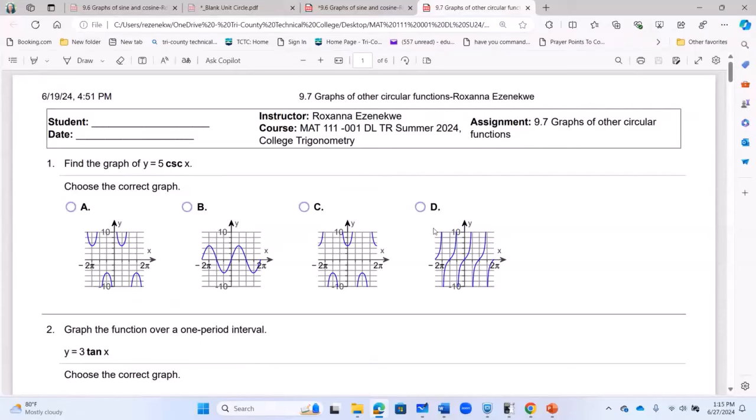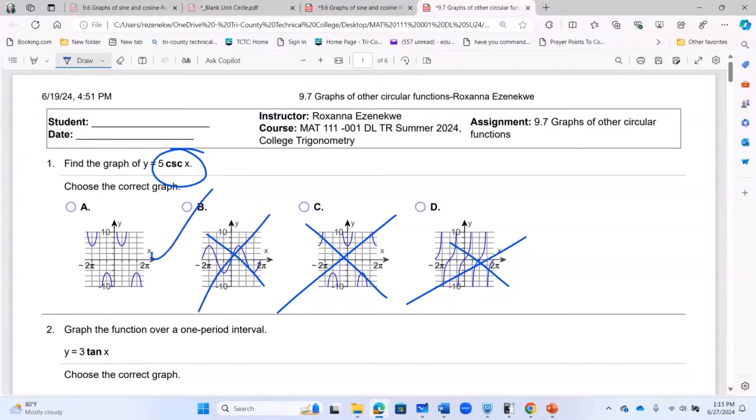It cannot be D. This is related to tangent and cotangent, because sine is not symmetric to the y-axis. It cannot be this. Remember, I'm drawing a cosecant graph, and so it cannot be this. It has to be this.